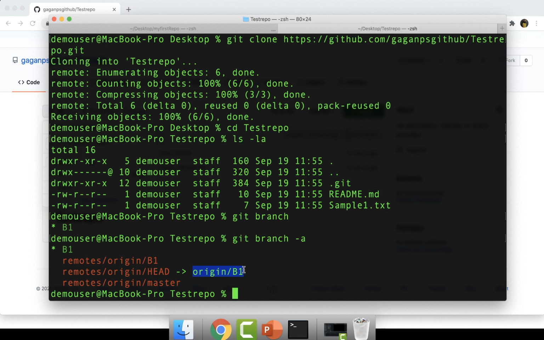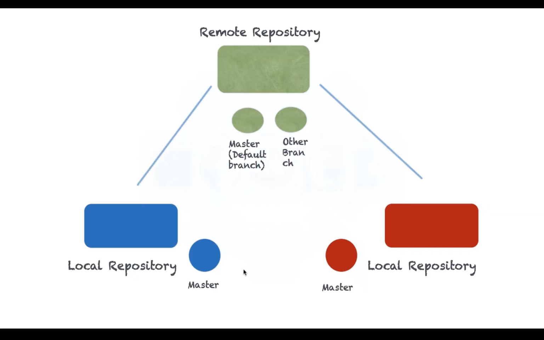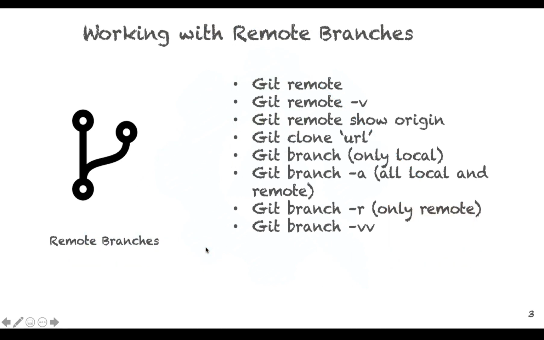So that's good. Now, before going further, let's go back to the presentation. In this case, we have seen that by default master is marked as the default branch of the remote repository, and the same thing is linked over here in the local repository. Now let's talk about some more commands for working with a remote branch or a remote repository.